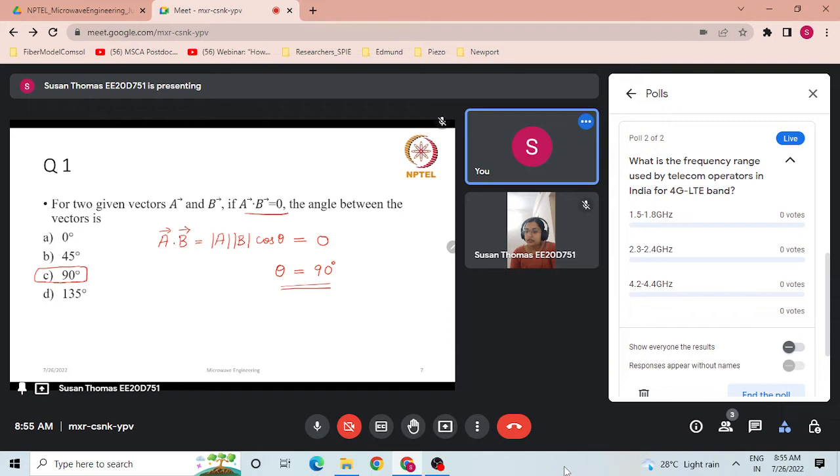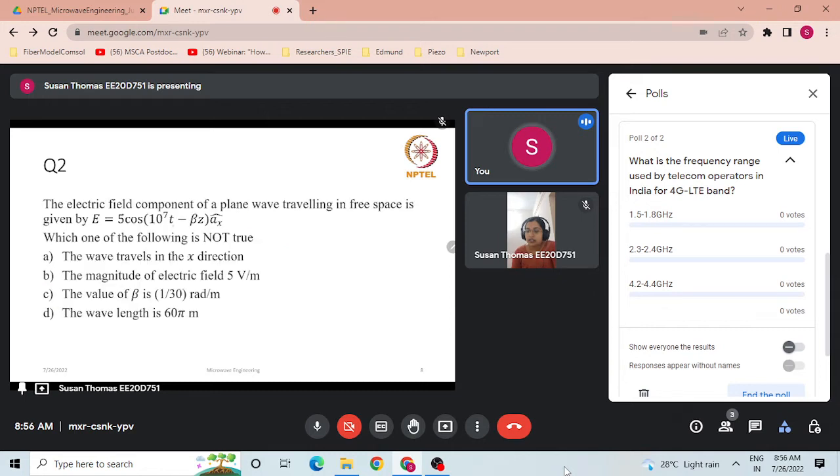Let me move on to the second question. The electric field component of a plane wave traveling in free space is 5 cos(10^7 t minus beta z) ax cap. Which one of the following is not true? Option A, wave travels in the x direction. Option B, the magnitude of electric field is 5 volts per meter. Option C, the value of beta is 1 by 30 radian per meter. Option D, the wavelength is 60 pi meters. Let's see how to solve this question.